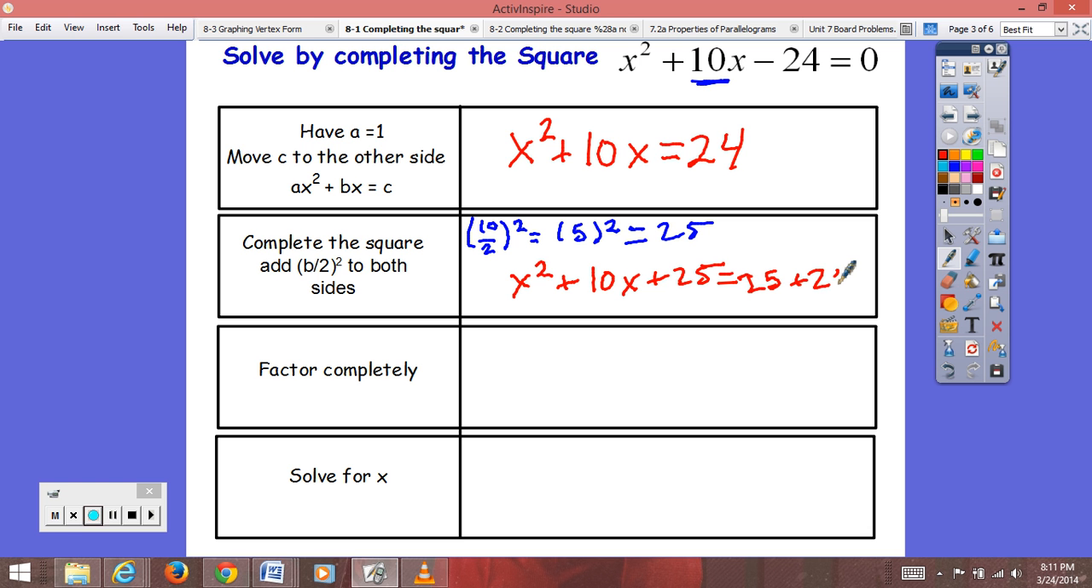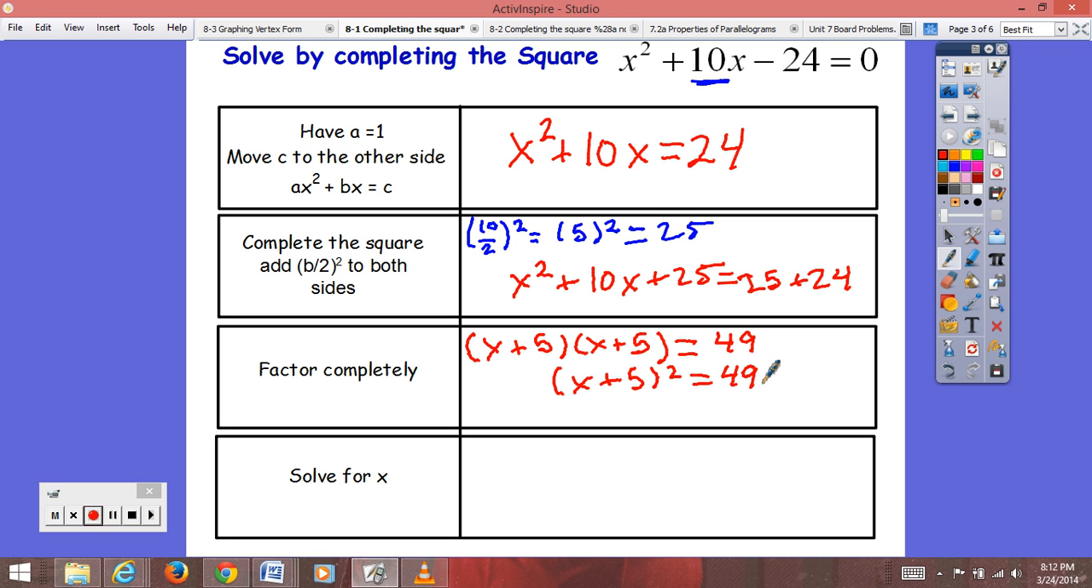plus 24. Okay, and then you want to factor the left side, the side with your x's, factor completely, and this would factor out to be x plus 5, x plus 5. We have our factors of 25 that add up to 10. 5 times 5 is 25. They add up to 10. And this is still all equal to 49. So since we have the same two factors here, we can rewrite this as x plus 5 squared equals 49.